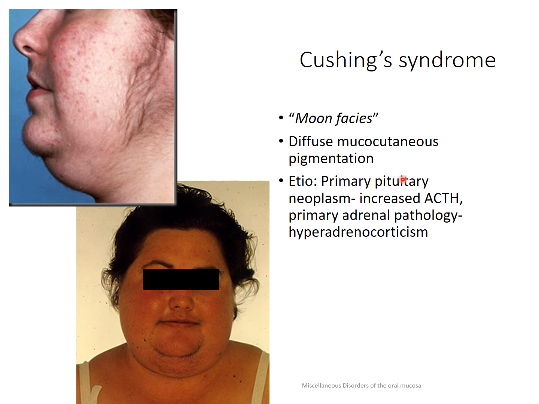Cushing's syndrome, generally the patient has moon facies and there is diffuse mucocutaneous pigmentation. What happens actually is a primary pituitary neoplasm increasing the ACTH hormone, or there could be a primary adrenal pathology causing hyperadrenocorticism.